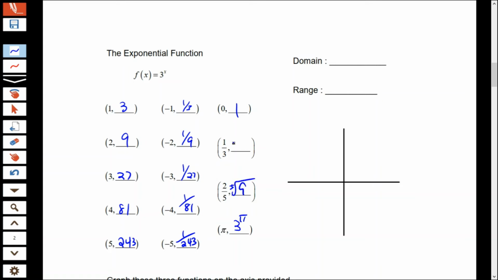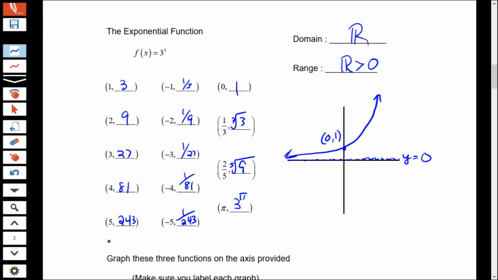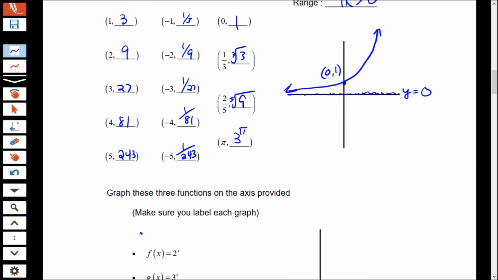5th root of 9, and this is the 3rd root of 3. So again, you can plug in anything you want. Domain is all reals. And once again, all of our y values here are positive and are not going to be equal to 0. So we have range greater than 0. We go through the y-axis at 1, and the graph is just going to shoot out to infinity. Of course, this looks like exactly the same graph that we had before.